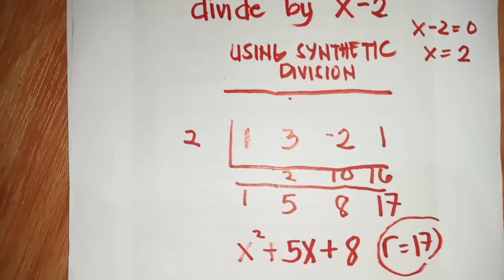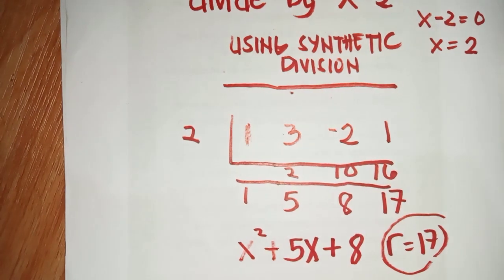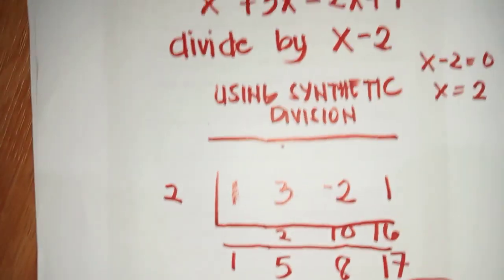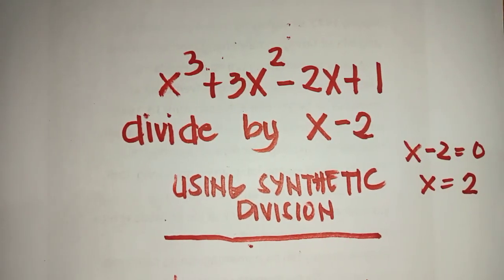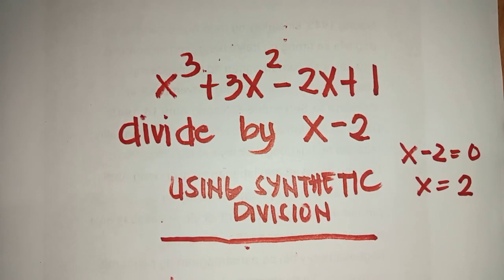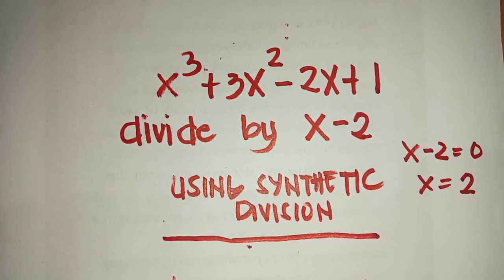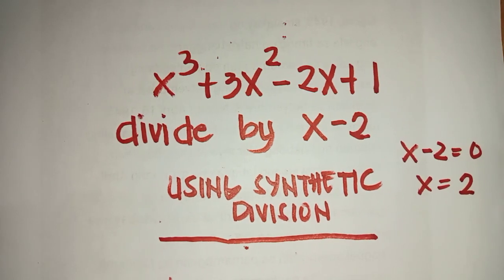So upon dividing using synthetic division, the remainder is 17. Alright, so that's the result of dividing x cubed plus 3x squared minus 2x plus 1 by x minus 2 using synthetic division.